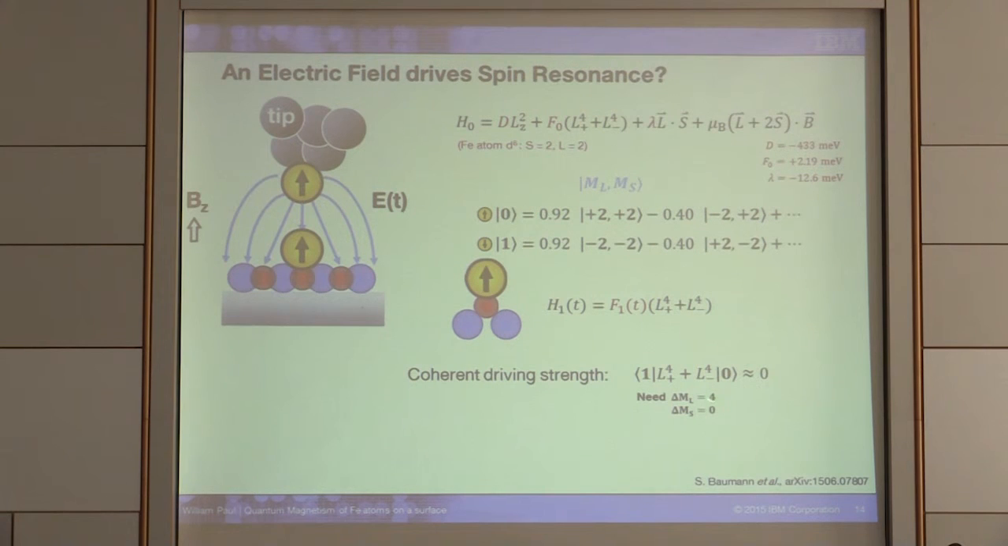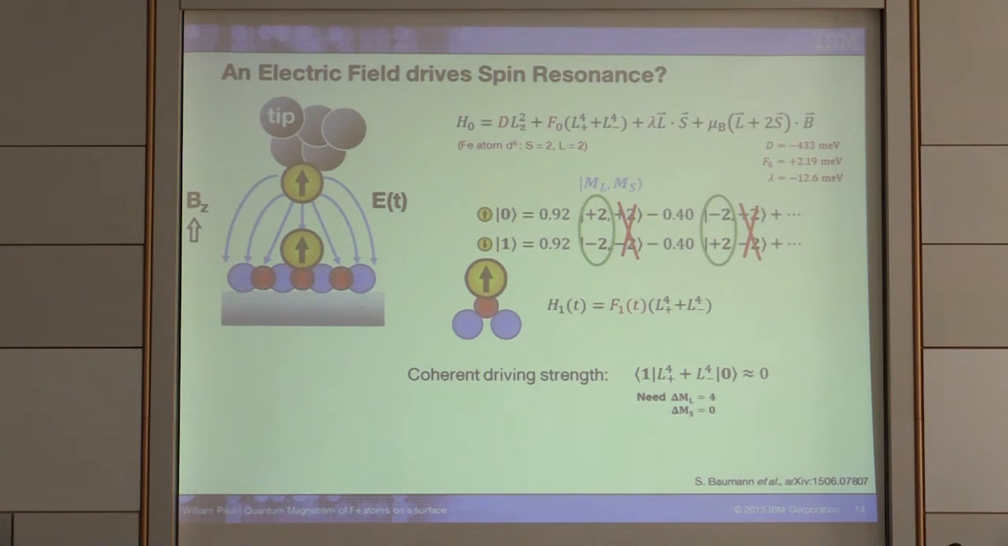Now this means that we need a delta ML is 4 and delta MS is 0 transition. And if we look at these states, so these are just the leading terms. There's a bunch of other things that are much, much smaller. If we look at these terms, we have this delta M equals 4 because we can go from plus 2 to minus 2 or minus 2 to plus 2. But the spins are essentially polarized, so we can't do delta MS equals 0. So this coherent driving strength is actually vanishingly small, or is quite small under normal conditions.